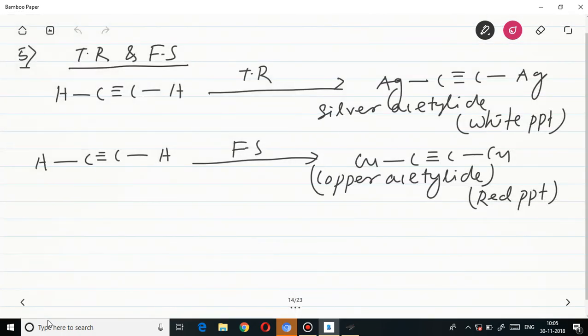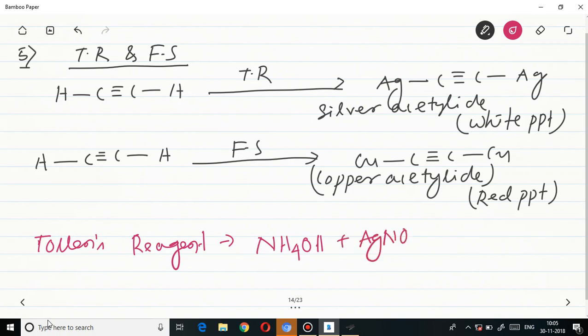Now here comes the Tollens reagent and Fehling's solution test. I have told you what Tollens reagent is. Again I am telling you, Tollens reagent, the spelling is like this. Tollens reagent is ammoniacal, that is ammonium hydroxide, ammoniacal silver nitrate, and the Fehling's solution.